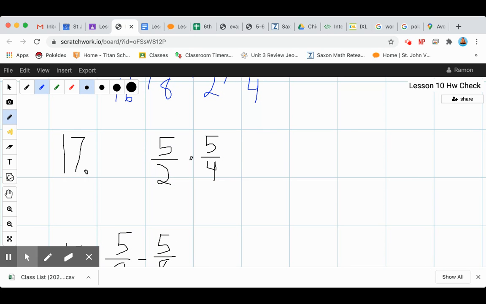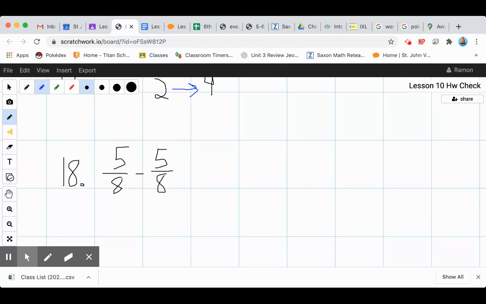For number 17, we're being asked to find the product of 5/2 and 5/4. All it requires is simple multiplication. Make sure we're multiplying straight across. You can leave your answer as an improper fraction or change it to a mixed number if it can be a mixed number. For number 18, 5/8 minus 5/8. Again, the operation is done only with the numerators. 5 minus 5 to find the numerator, and then simplify if you can.